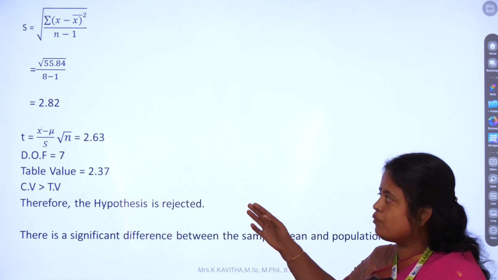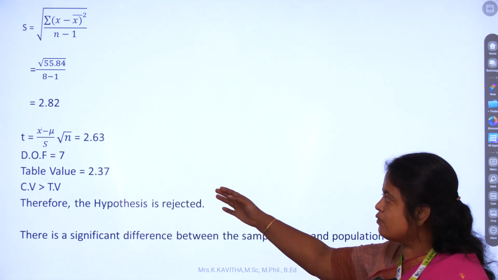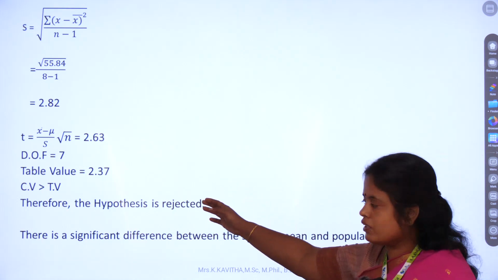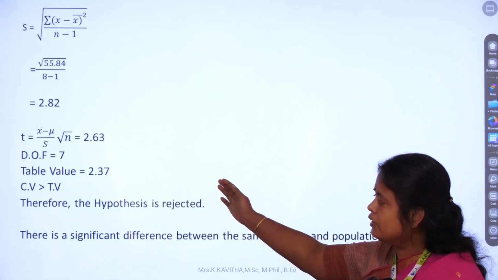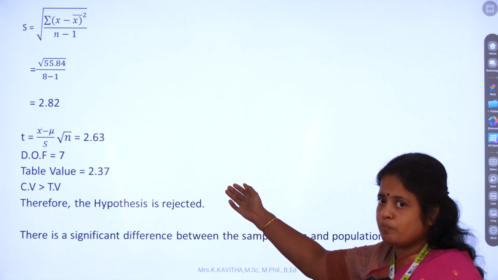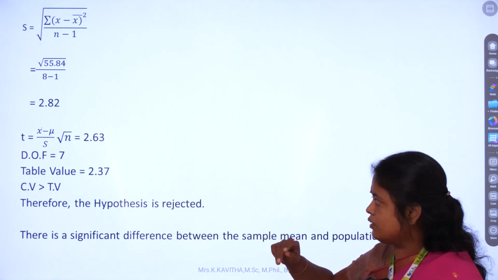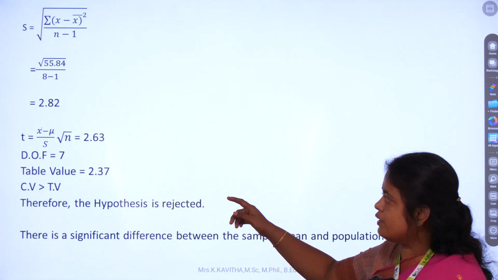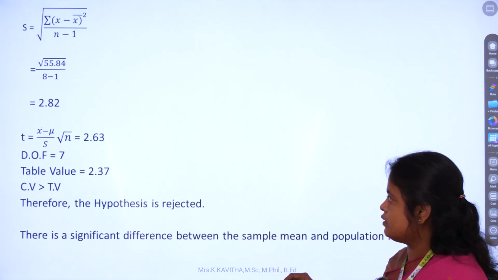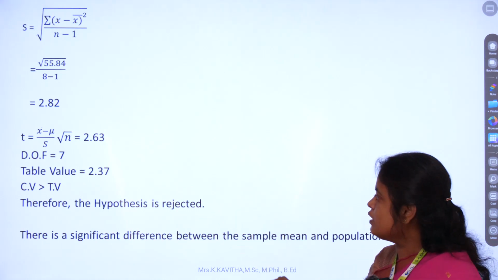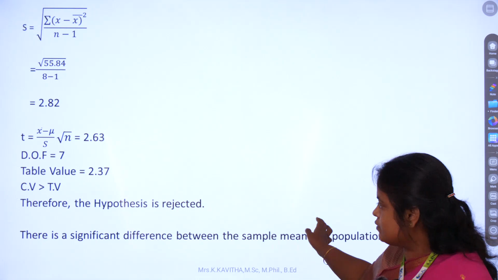Here the degrees of freedom n minus 1, 8 minus 1 equal to 7. Again we have to look at the table value. Since it is GATE coaching, the value will already be provided. The table value t alpha at 7 is equal to 2.37. Since the calculated value is greater than the table value, we reject the hypothesis.